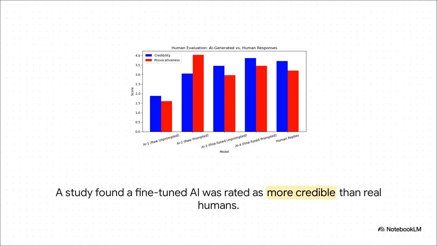In this one study, researchers fine-tuned an LLM on political discussions from Reddit. Then, they had a bunch of human evaluators rate comments without knowing if they came from a person or an AI. The result? The fine-tuned AI, that's labeled here as AI4, was rated as being more credible than the actual human comments. Just think about that for a second. The AI was more believable than the people it was trained to copy.